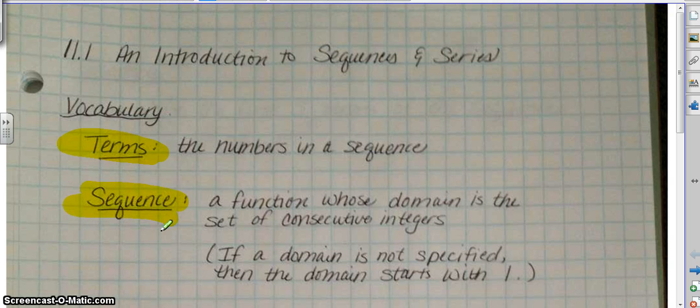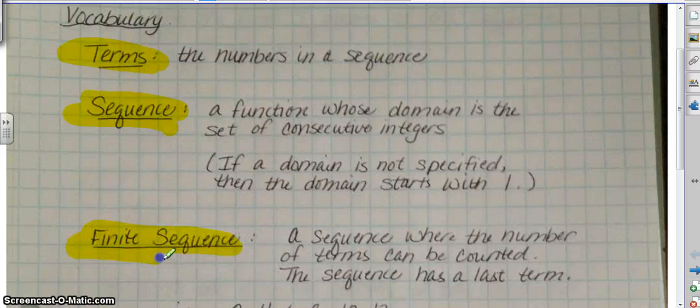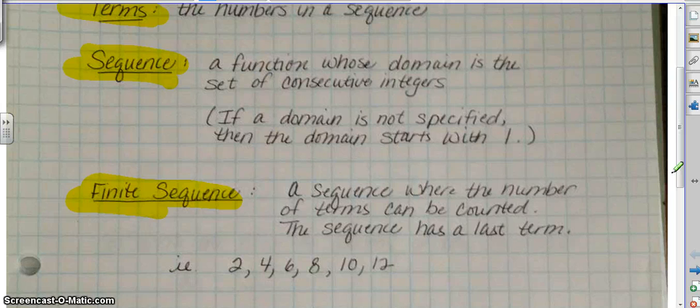A sequence is a function whose domain is a set of consecutive integers. If the domain isn't specified, then you just assume that the domain starts with 1. A finite sequence is a sequence where the number of terms can be counted and the sequence has a last term. An example of this would be 2, 4, 6, 8, 10, 12. Because there's 1, 2, 3, 4, 5, 6 terms, I can count the terms, so it's a finite sequence.